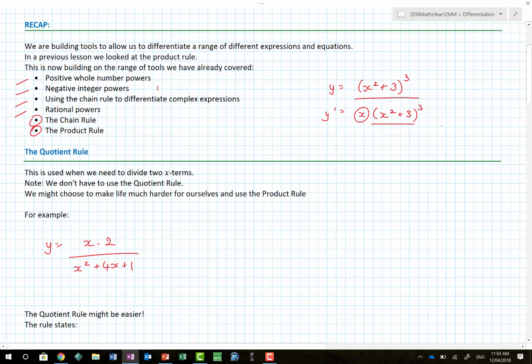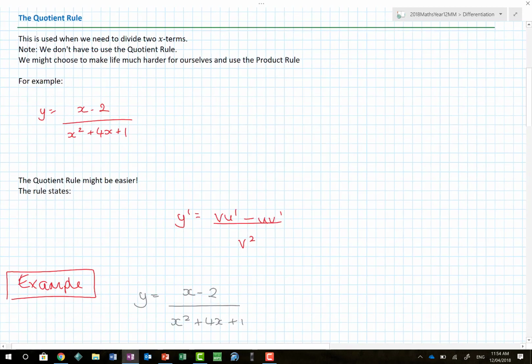But now we get onto the quotient rule. And what is the quotient rule? Well, the quotient rule deals with how to divide two x terms. Or they don't actually have to be x terms, but let's just stick with the convention of x. And please note, we don't always have to use the quotient rule. We might actually choose to make life harder for ourselves and use the product rule. You're going to say, well, how would I do that? Well, remember, anything on the bottom of a fraction can be moved up to the top just by making the power negative. So we could re-express this as x minus 2, and remember that now has to be in brackets, multiplied by x squared plus 4x minus 1 all to the power of minus 1.